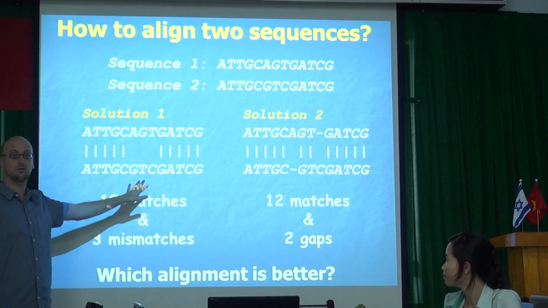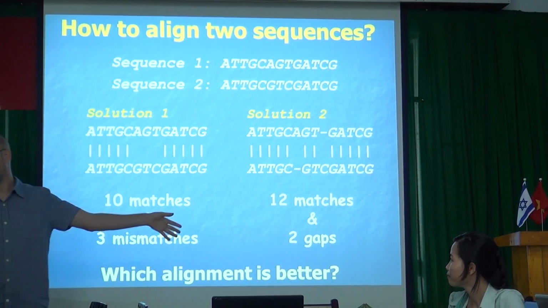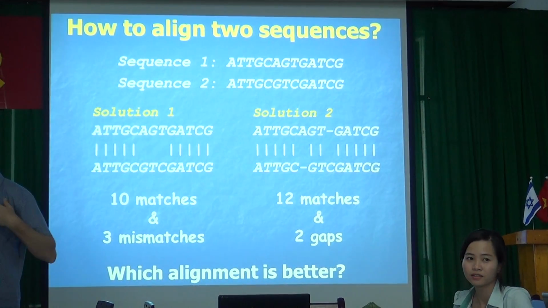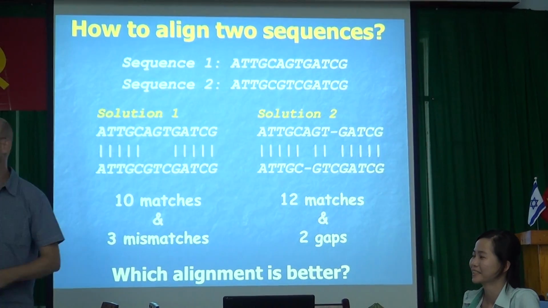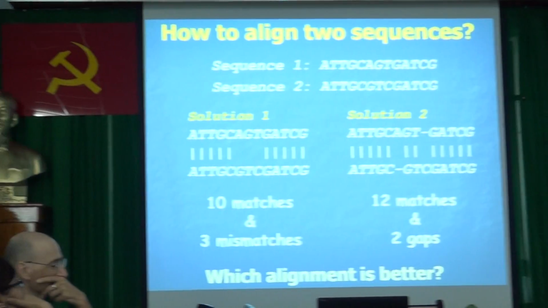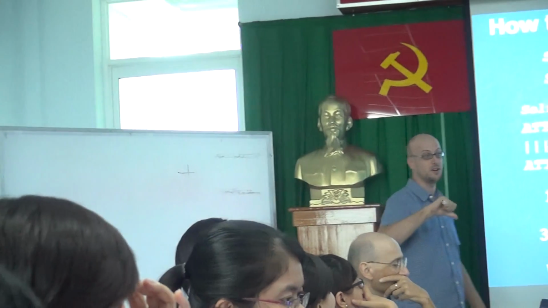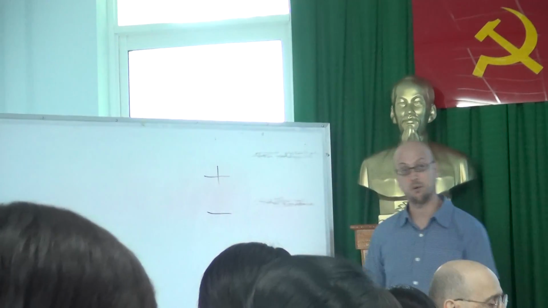How do we choose? And the way we choose is points. We give points. Like with my children, if they behave well, I give them points, plus points. If they behave not well, I give them minus points.